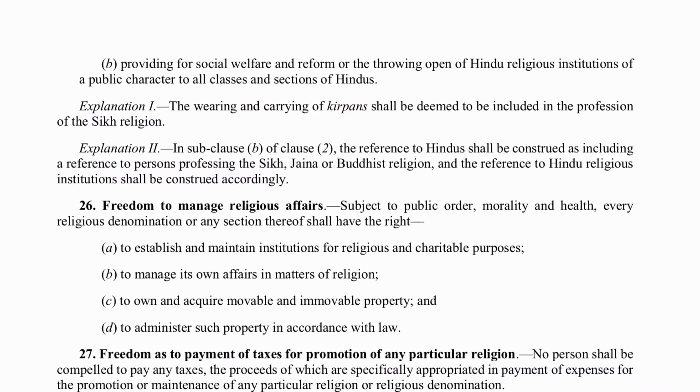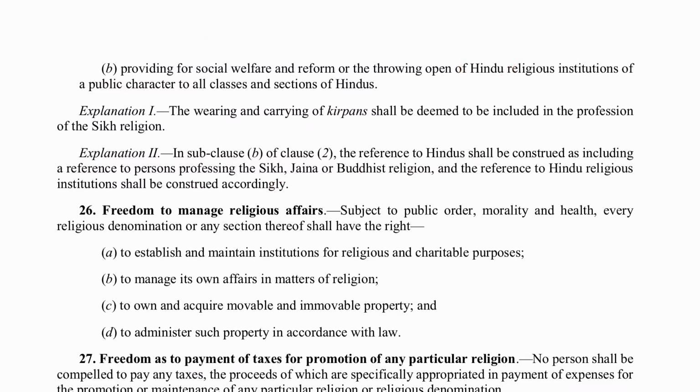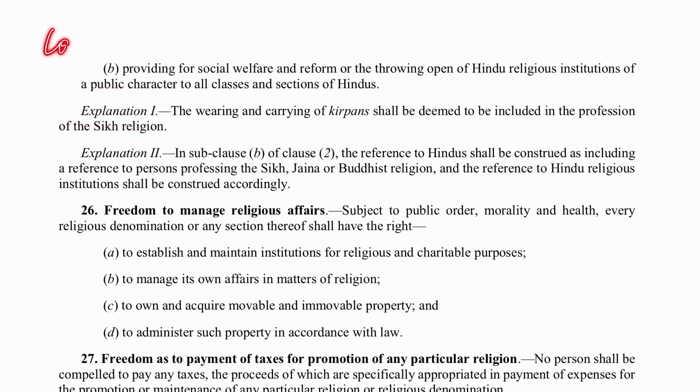Now there is an explanation given here. First this explanation we will see because it is about subclause B of clause 2. So यहाँ जो Hindu term है, the reference to Hindus which they are using shall be construed as including a reference to persons professing Sikh, Jain or Buddhist religion also. So you have to remember that the term Hindu here would include the people who are practicing Sikhism, Jainism or Buddhism also. Okay. Another explanation, and you can see these two explanations are directly given in the constitution, so need not be confused with this.